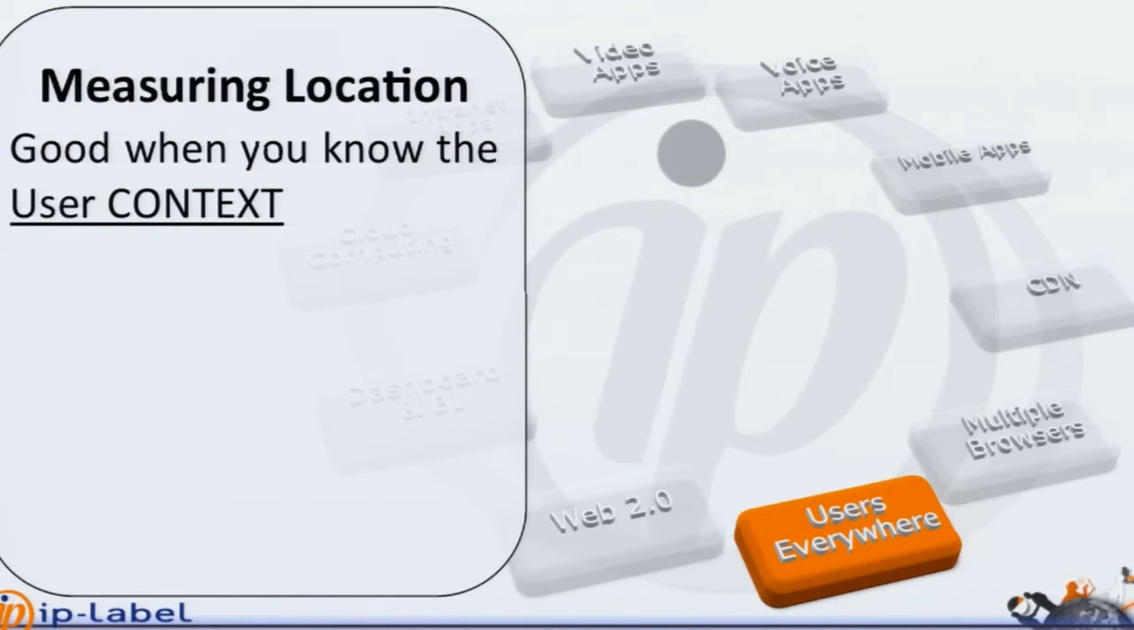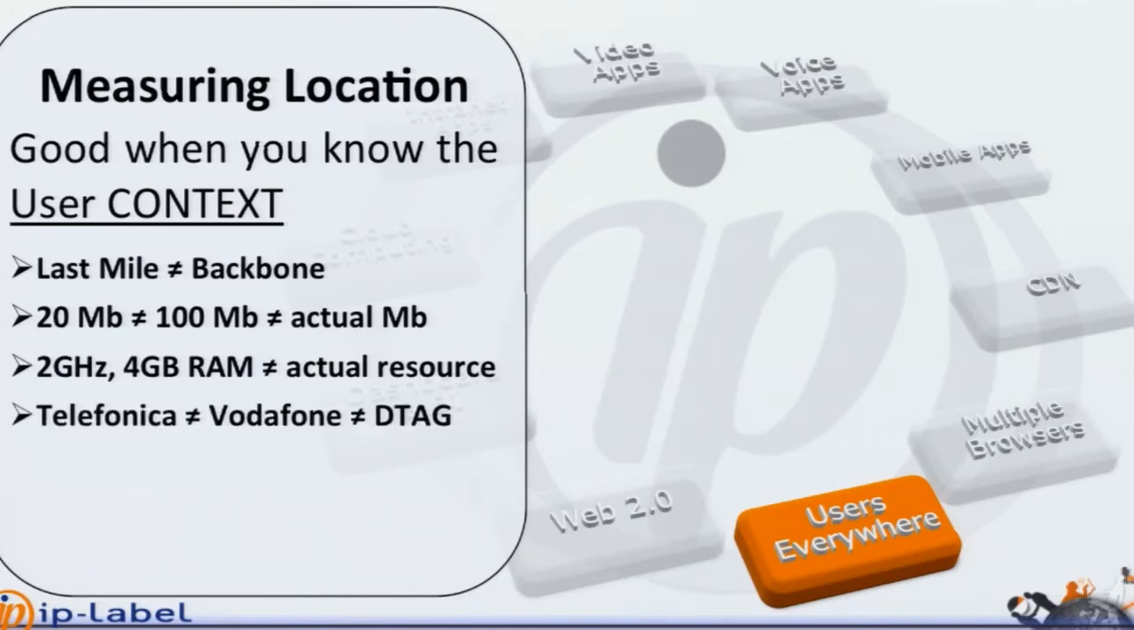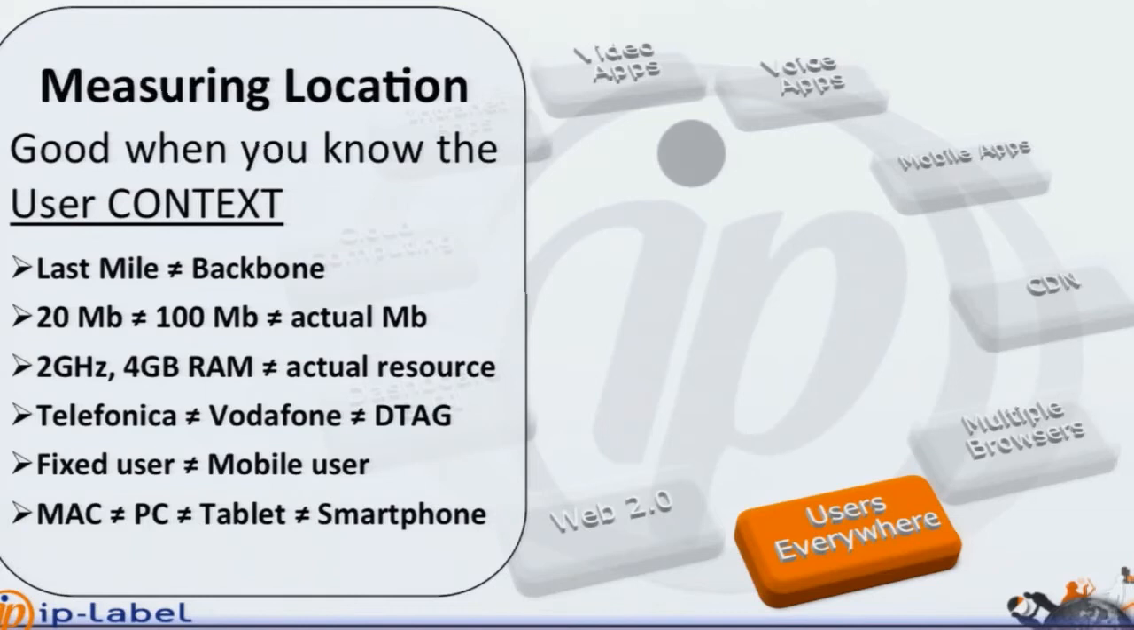So you need to really clarify for each of these users, wherever they are, the context of usage, because the last mile is not a backbone measurement. Low bandwidth and unlimited bandwidth, or the actual bandwidth available for the user, are not the same. The processing time of the user's workstation is not the same depending on the device, the terminals. The carriers, the operators from country to country, even inside the country, are not the same. The mobile versus fixed users, the different types of device.